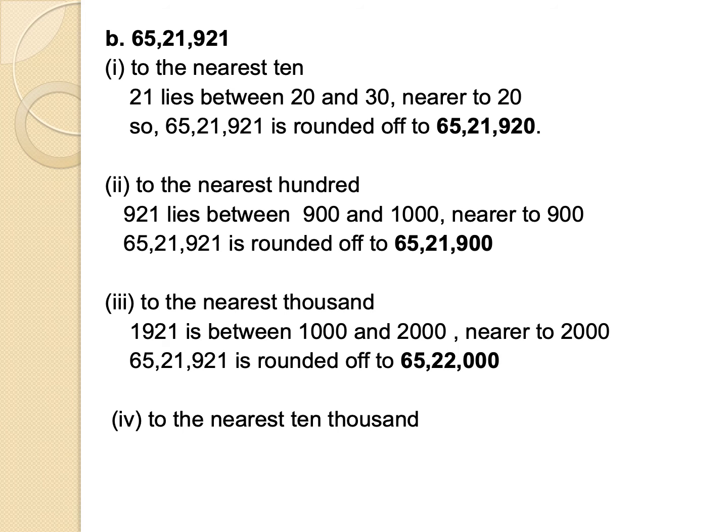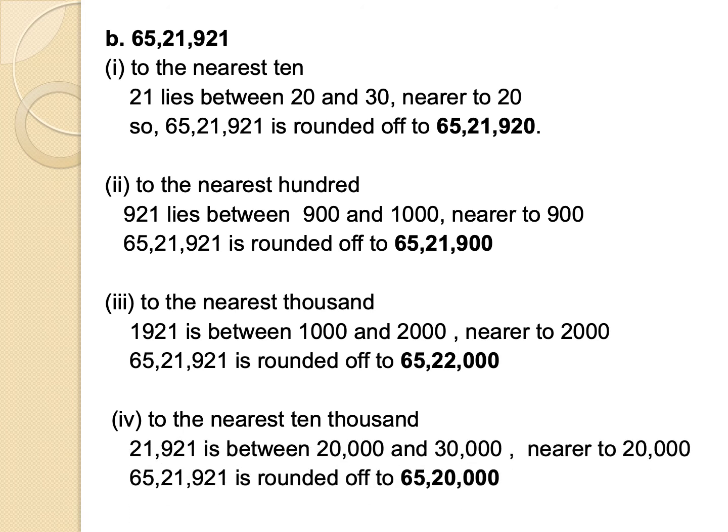Fourth, to the nearest 10,000. तो 10,000 के लिए हम आखिरी के 5 डिजिट्स देखेंगे, means 21,921. So 21,921 is between 20,000 and 30,000, nearer to 20,000, क्योंकि thousands की प्लेस पे 1 है जो कि 5 से छोटा है. So 65,21,921 is rounded off to 65,20,000.